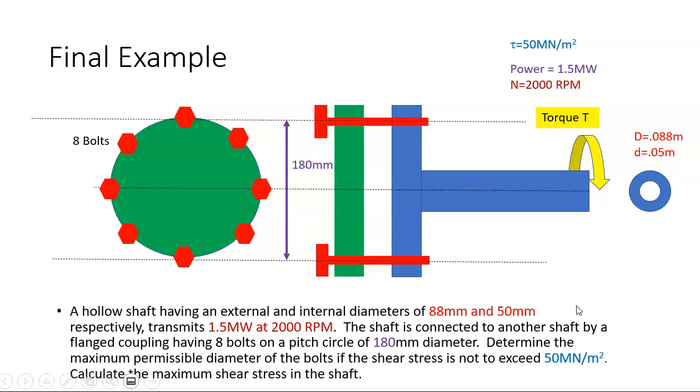So let's look at the question again, this time using a figure to help us. So we're told that the shaft has an internal diameter of 50 millimeters and external diameter of 88 millimeters. It transmits 1.5 megawatts at an RPM of 2000. The shaft, so this shaft here, is connected to another shaft by a flanged coupling. So this is the flanged coupling here and here. There's the bolts, and we're told that there are 8 bolts on a pitch circle of 180 millimeters. So that tells me that the distance from the center of that bolt to the center of this bolt is 180 millimeters. And we're asked to calculate the max diameter of the bolts if the shear stress is not to exceed 50 meganewtons per meter squared.